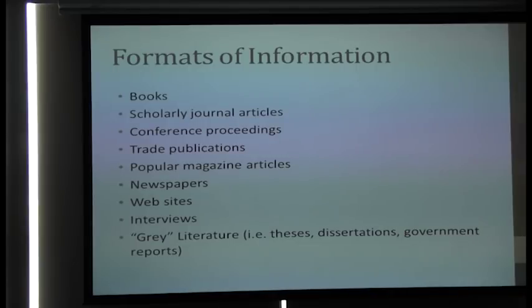So there's all kinds of formats of information out there. When students think of the library, they usually think of books. But there's also scholarly journals, conference proceedings, trade publications, popular magazine articles, newspapers, websites, and reviews, and what I call gray literature. Has anyone heard that term before? No? Okay. It's kind of the stuff that's out there, but it's not always completely indexed. Or in some cases it is in different places. So it's a little bit more challenging to find. But you can find some great stuff in theses and dissertations.